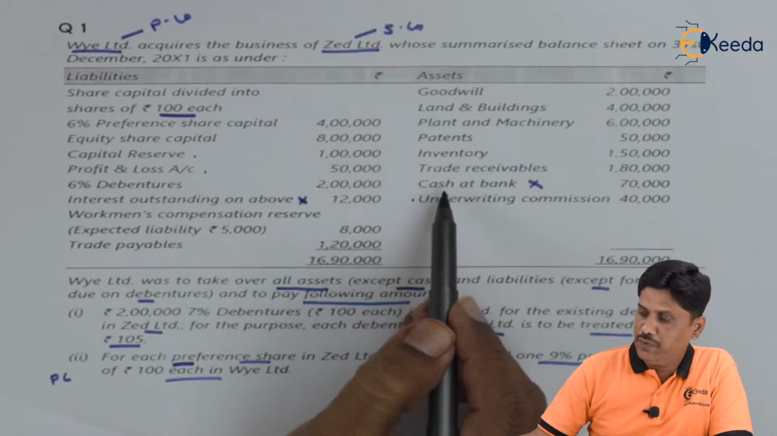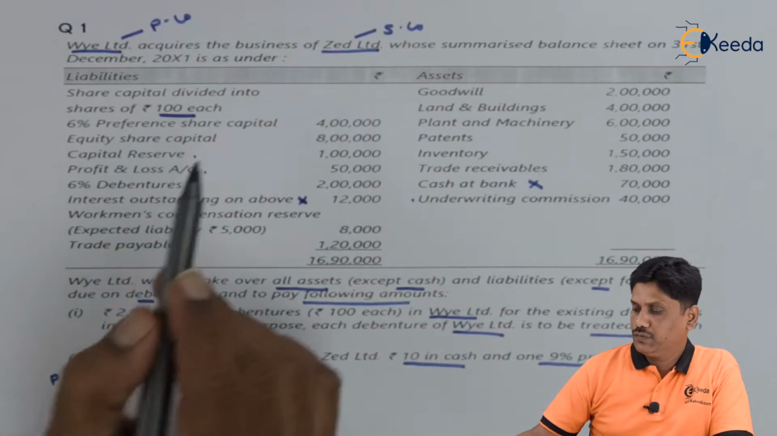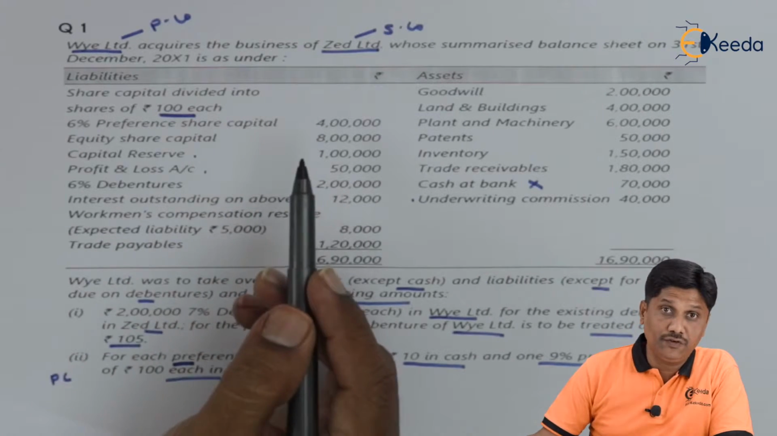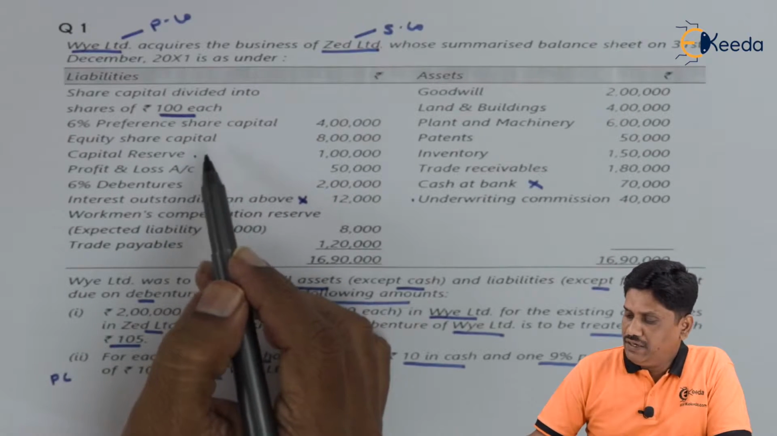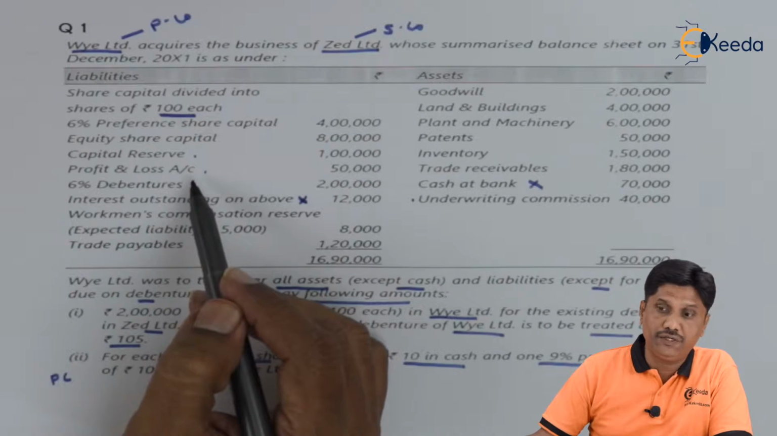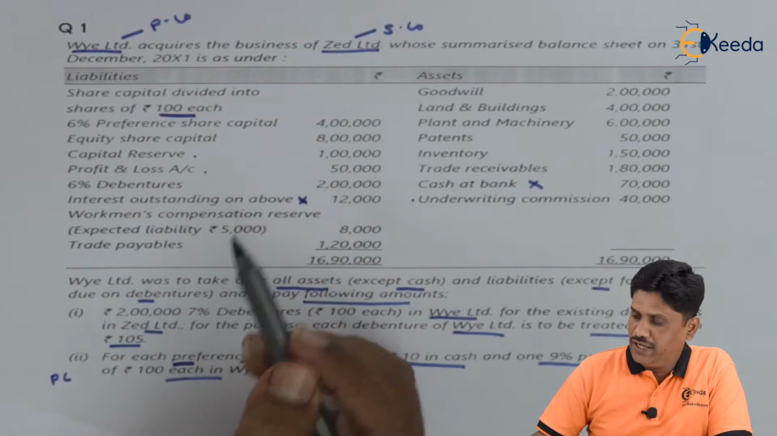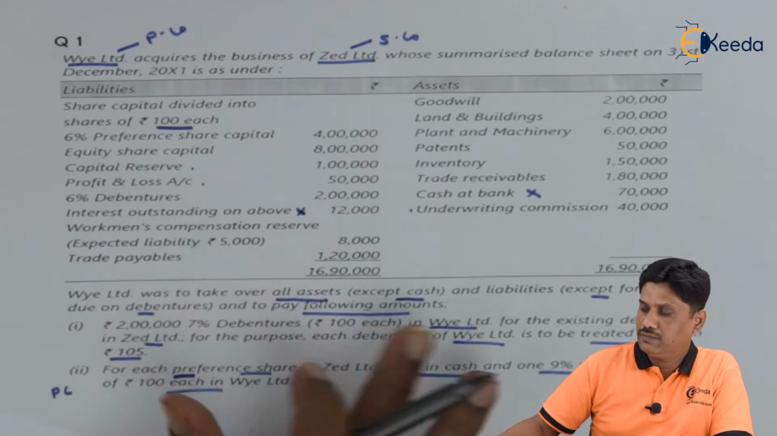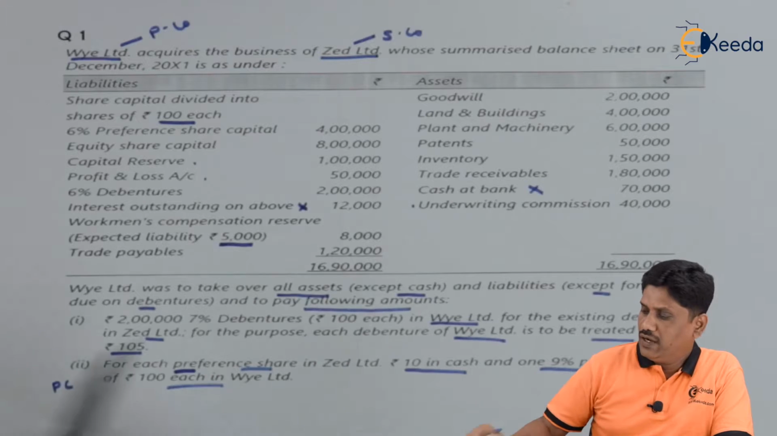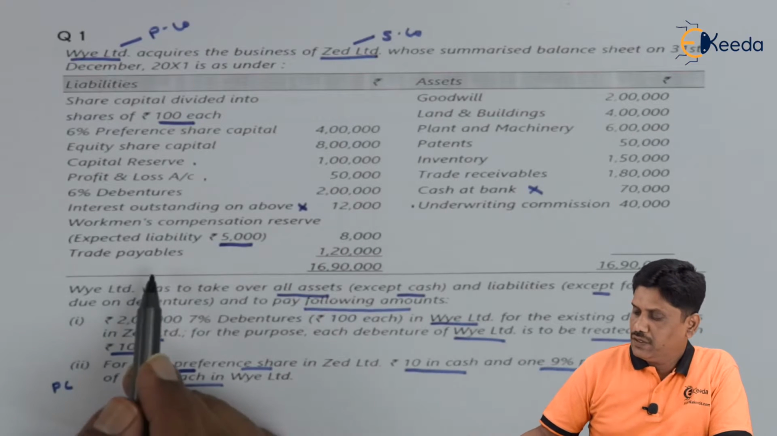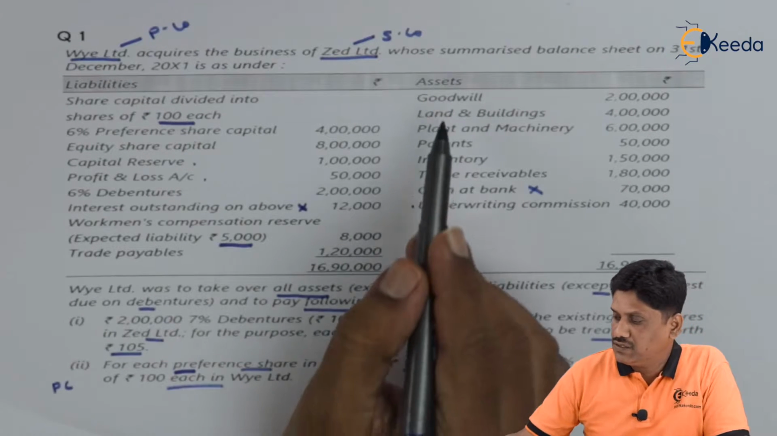Cash will be a separate account because it is not taken over. Underwriting commission we will debit to the equity shareholder account. Here preference share capital I will transfer to the preference shareholder account. So our entry will be preference share capital to preference shareholder. Equity capital, reserves and PL account will be shifted to equity shareholder account. 6% debenture interest outstanding will be transferred to the realization account on credit side. Workmen compensation fund 5,000 we will transfer to realization account and 3,000 will transfer to the equity shareholder. Trade payable we will transfer to the realization account. In this way, step by step we will pass the entry. Let us begin with the asset side transfer first.